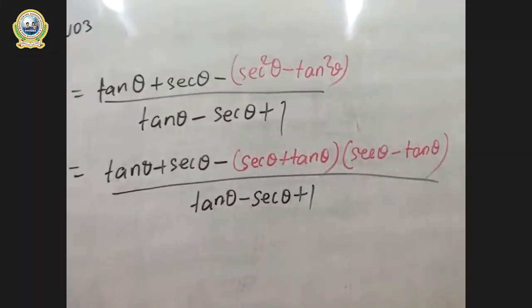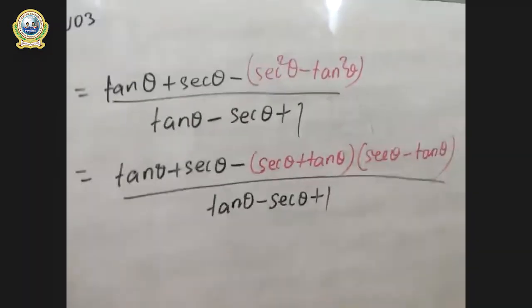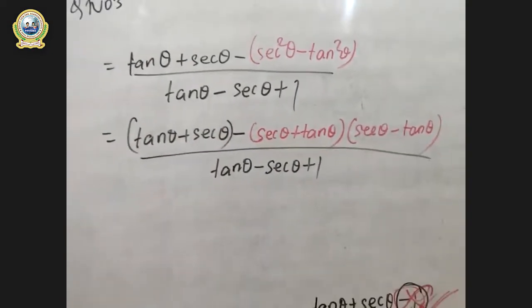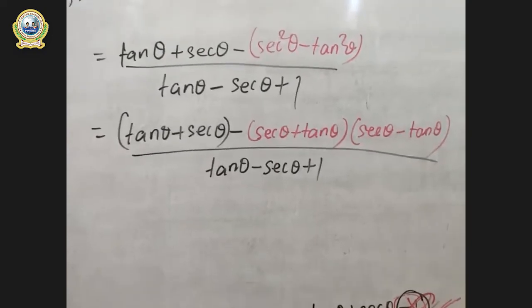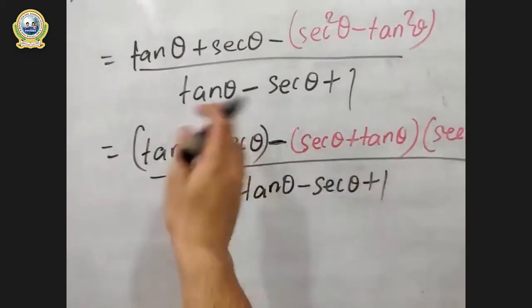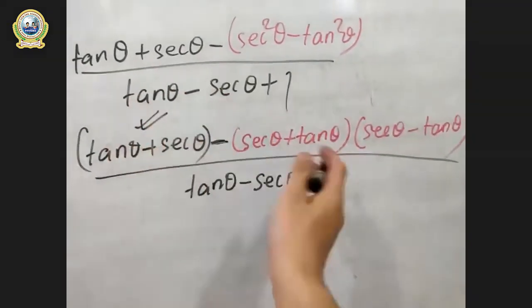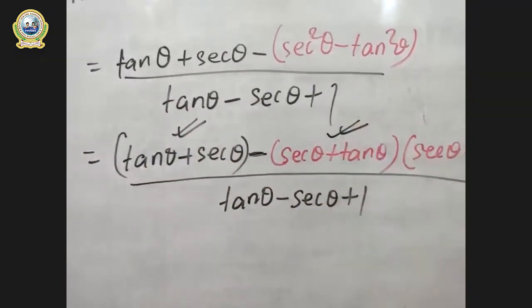Are you clear up to this? Now similarly, oh, I forgot to do one thing, right? Keep bracket over here. Now look at this. Something is coming common, right? In the left part of the minus sign, this can be taken as common. And in the right part of this negative sign, this can be taken as common.